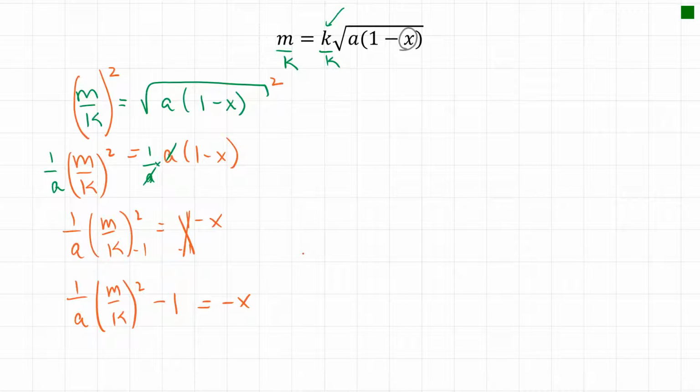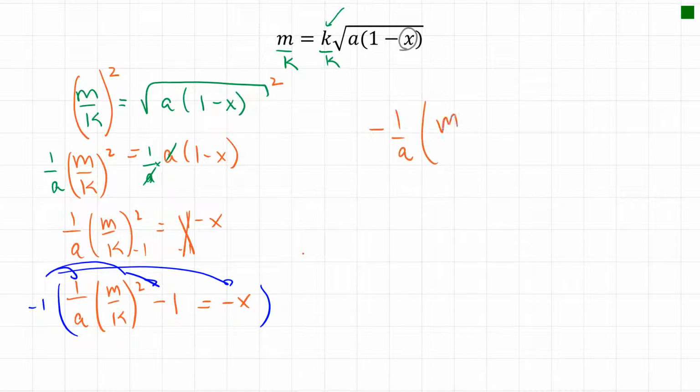So the last step is to get rid of that negative sign, so I'm going to multiply everything by a negative 1. That and that one. So if I do that, I end up with negative 1 over a times (m over k) squared plus 1 equals x. And there is my final answer.